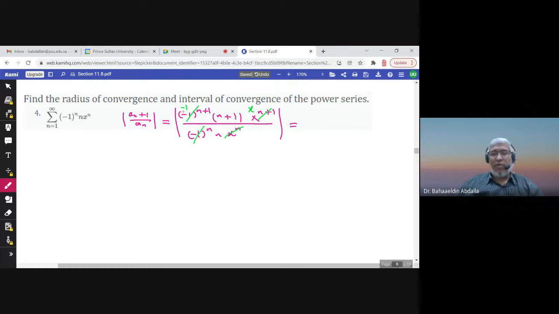So I will have absolute value of negative 1 is 1. So I still have n plus 1 over n times absolute value of x. N plus 1 over n are positive numbers. That's why we do not write absolute value. But x could be positive or negative, so we have to put absolute value. Now, when we take the limit when n approaches infinity, the limit of this is 1. So this goes to absolute value of x.